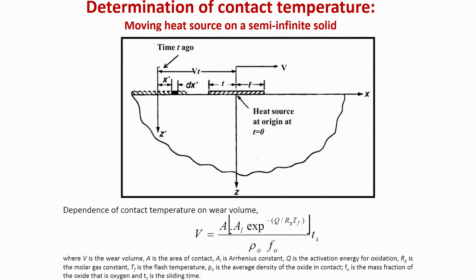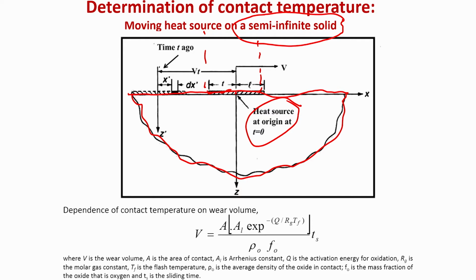Then the last point is, for example, how to find out the contact temperature on a semi-infinite solid. In the case of a semi-infinite solid, suppose this is the contour of the solid, and on it a heat source, which can be a pin, for example, sliding at a speed v. This heat source at time t equal to 0 is here. At time t, the heat source is sliding in the minus x direction, from this region to this region, and then you find out what heat will be generated.